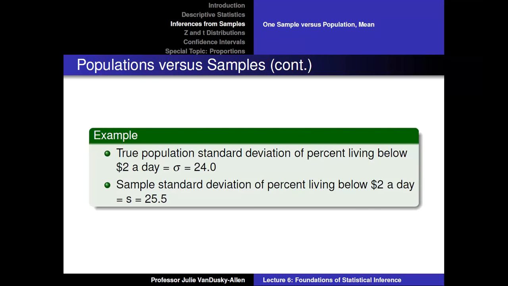To illustrate this point, here are the statistics from the population living under $2 a day example. The population standard deviation sigma was 24. I calculated this value on my own. You do not need to know how to do this. The sample standard deviation S was 25.5.